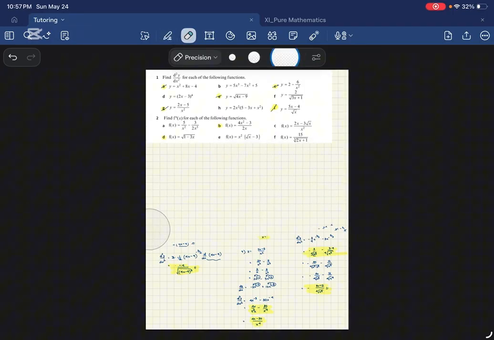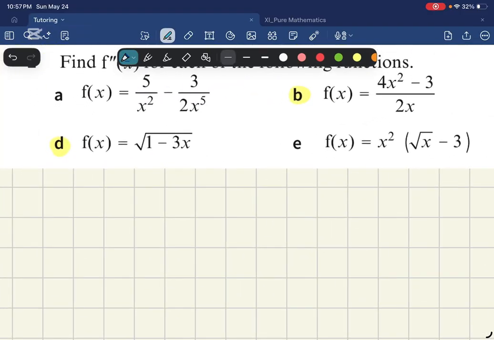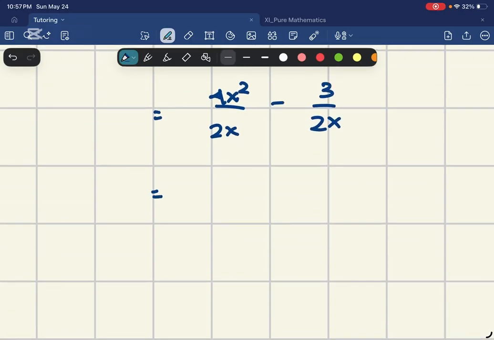Question 2. So we are asked to find the second derivatives again. So it's very, very similar, right? So B is just, so we are given f of x is equal to 4x squared minus 3 divided by 2x. So you can distribute this as follows. And you can write this as 4 divided by 2 is 2, x squared divided by x is x, minus 3 over 2 times x to the power negative 1, if you think about it. So I factored out a 3 over 2, and then I had 1 over x, and 1 over x is just x to the power minus 1.